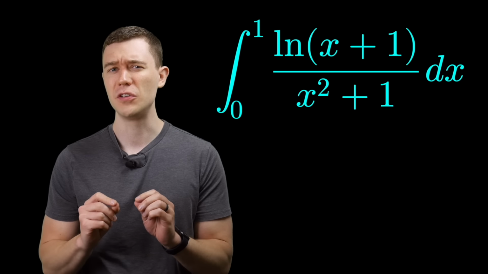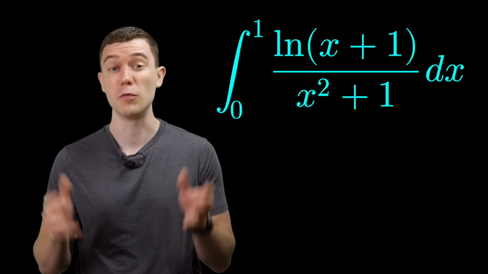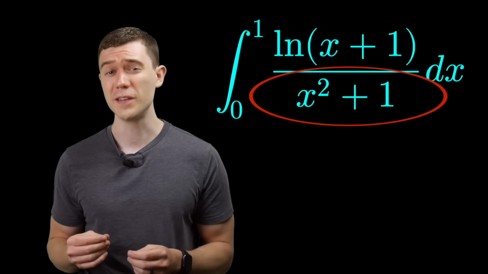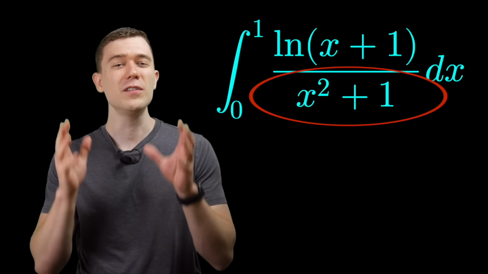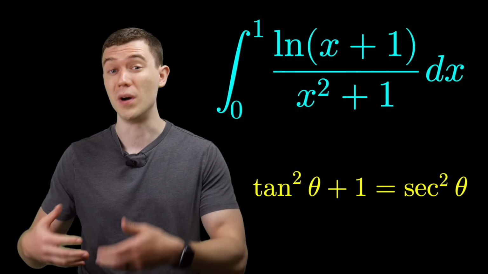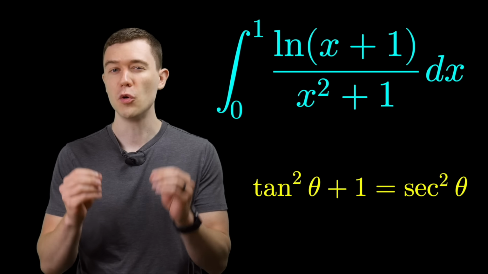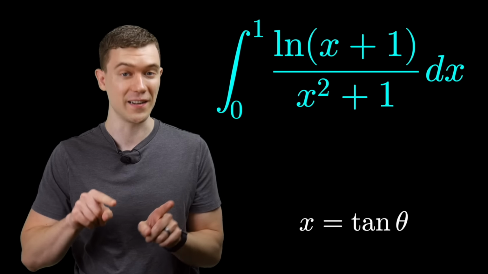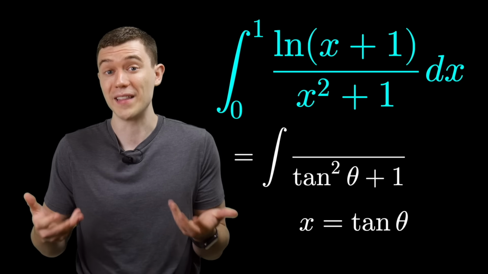Take a look at this wild integral. If you were in Calc 2, you would probably start off with a trig substitution. Let's give it a try. See that x squared plus 1 in the denominator? That looks an awful lot like the trig identity tangent squared plus 1 is secant squared. So if we let x equal tangent theta and substitute that into the denominator, we'll get that identity.